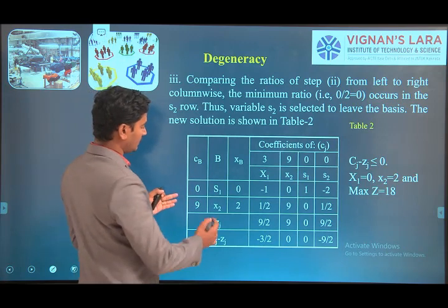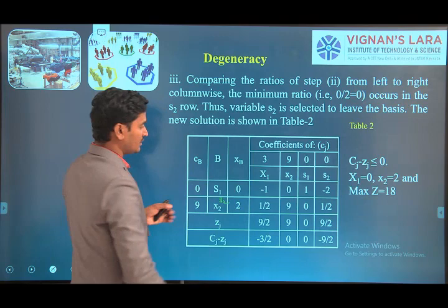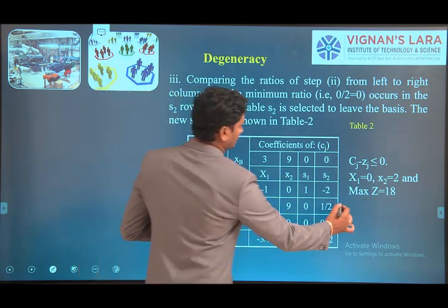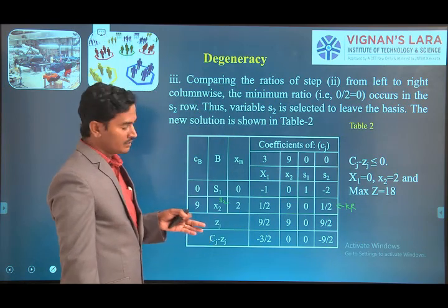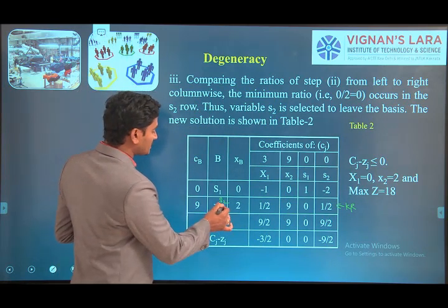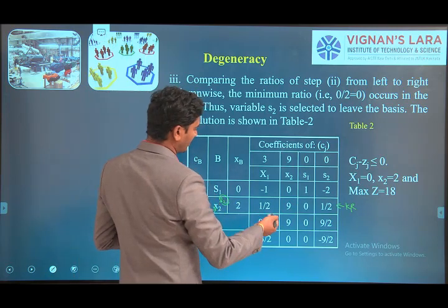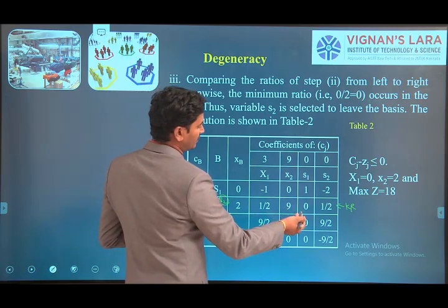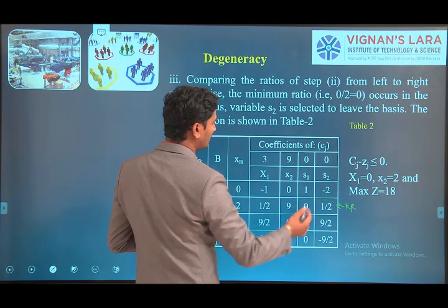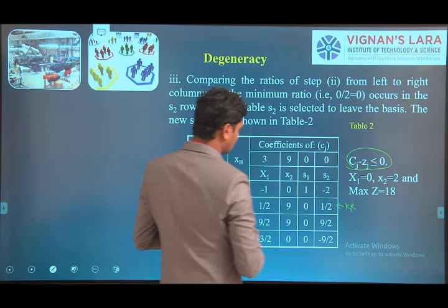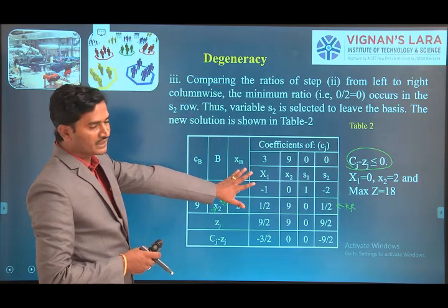Here we already have S2. Then simply we take this as the key row, and we do iterations. Here S2 is replaced by x2. Then from this we find the key element values, and we apply the row process. Finally we get Cj minus Zj less than or equal to 0. Here all of you are aware of this table. How do we get this table?